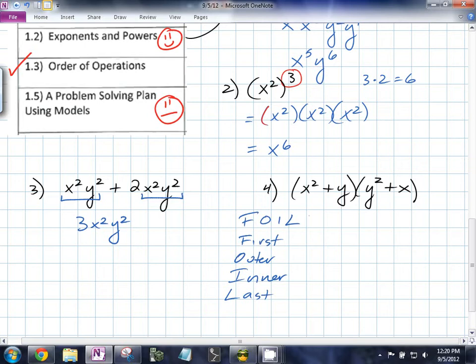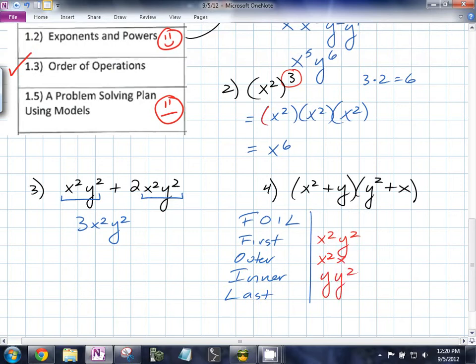What are the first terms? X squared, y squared. You multiply them together. And I'll move that down so it actually correlates, sorry. What are the outer terms? X squared and x. What are the inner terms? Y and y squared. Read it from left to right when you're doing it, just so we can be consistent.